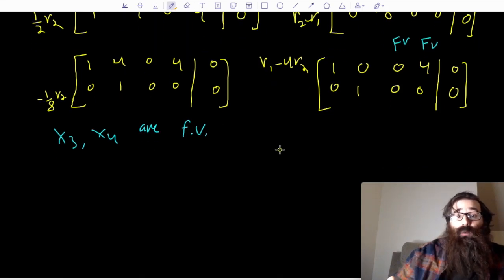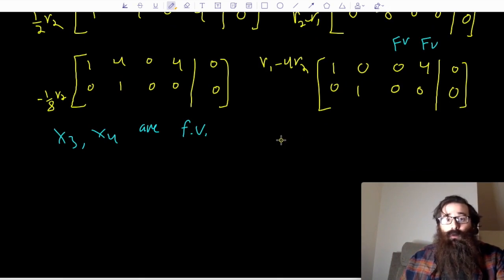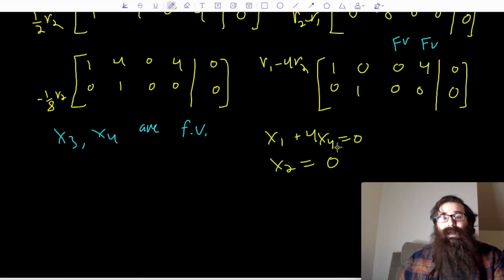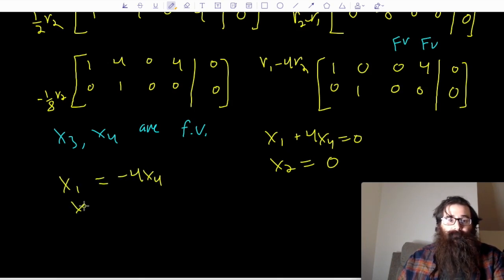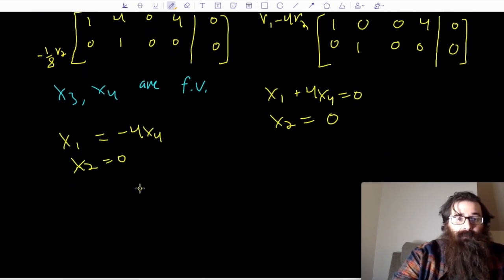Let's write out what these equations are saying. So this first row is saying x sub 1 plus 4x sub 4 equals 0. And the second row is saying x sub 2 equals 0. And I want to solve for these in terms of the free variables. In fact, there's not really much I can say here. I can say x sub 1 is equal to negative 4x sub 4, and x sub 2 is equal to 0. And x3 and x4 are my free variables.